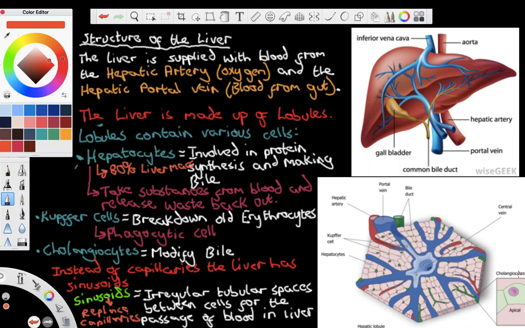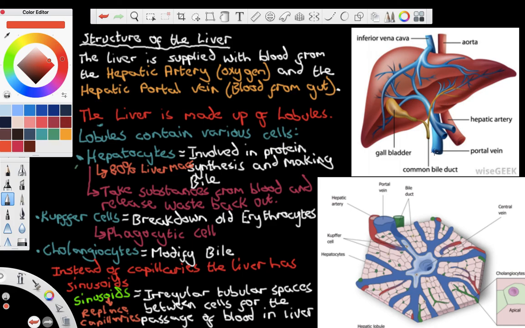They make up 80% of the liver's mass, and they take substances out of the blood and release waste into the blood like any other cell in order to make these proteins to carry out metabolic processes. Kupffer cells break down dead erythrocytes, so they take out dead and old red blood cells from the blood and break them down. They're a form of phagocytic cell. Cholangiocytes modify bile, which is produced by the hepatocytes, and instead of capillaries, the liver has sinusoids. Sinusoids are gaps between cells that allow blood to flow rather than having capillaries. Okay?